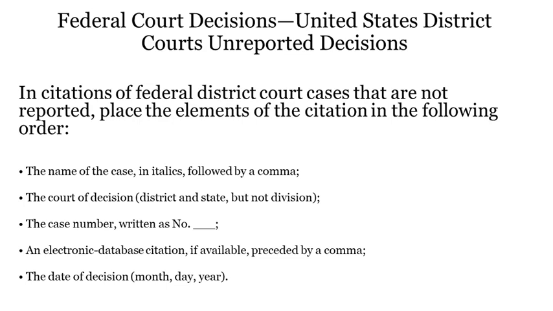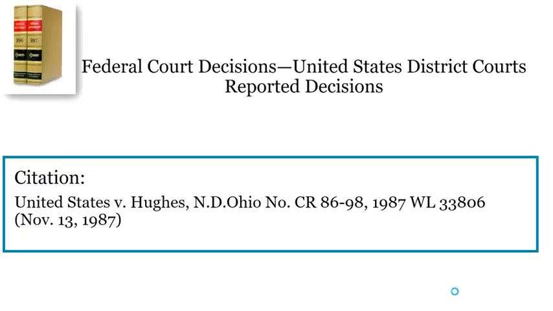And of course, I'm going to show you an example. What this citation says is that you can find this November 13, 1987 U.S. District Court unreported case in the Westlaw database. You'll see its number there as well, right after WL.